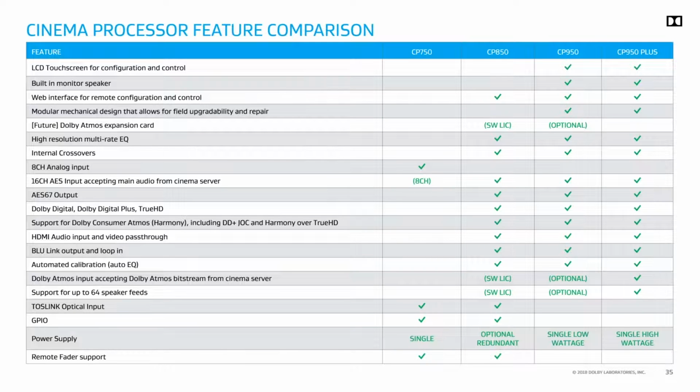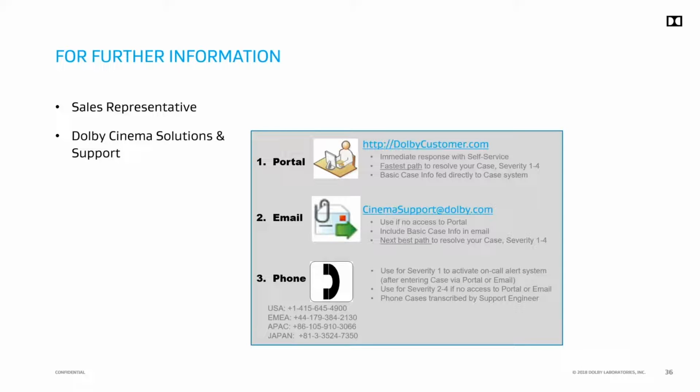This next image shows a table with comparisons between the CP750, 850, 950, and then the future CP950 Plus. You can get a good idea of the enhancements that have been made from the CP750 all the way up to the 950 now. Some of the notes there: the LCD touchscreen, the built-in booth monitor that we've not had before in other products, the web interface, etc. This basically concludes the Dolby Cinema Processor CP950 overview.